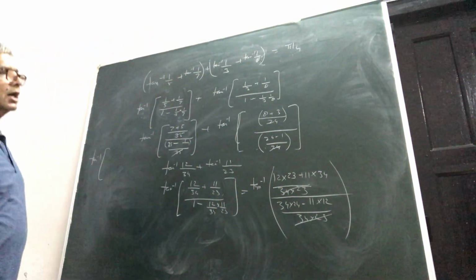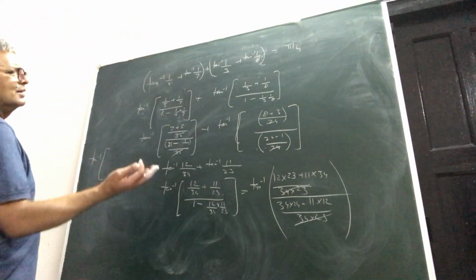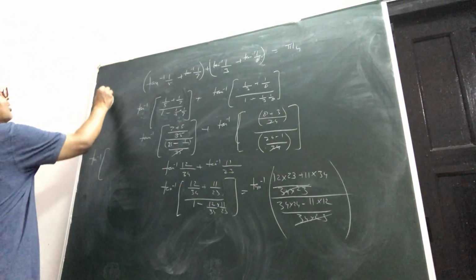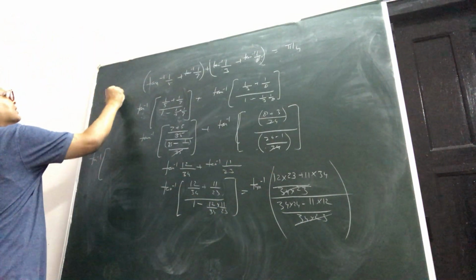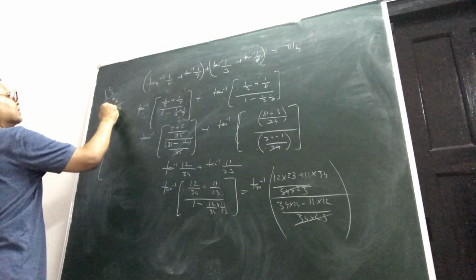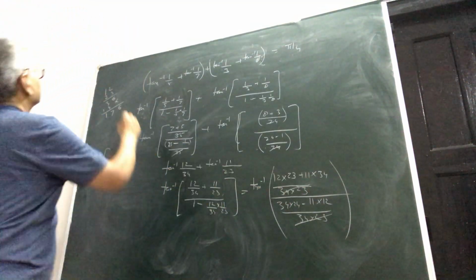Okay. Now, please see, you simplify this thing and you will get the answer. I think there is hardly any problem. You multiply 12 into 23, how much is it? 12 into 23 is 276. So 11 into 34, how much is it?